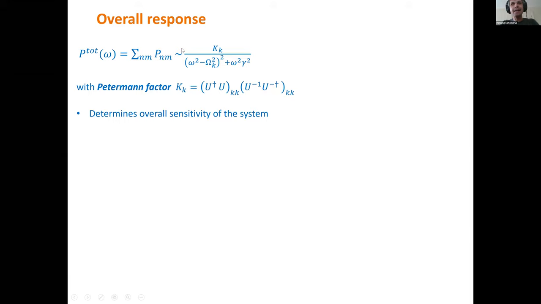If you do this, you have to sum over both excitation and response point. You find basically Lorentzians, but multiplied by a number. And this number is a fascinating number. It's called the Petermann factor. It would be 1 in a Hermitian system. It would be not 1 in a normal gain-loss non-Hermitian system, but it becomes really interesting in these non-reciprocal systems. It's generally a number larger than 1, and it characterizes the enhanced noise because you have a non-Hermitian system. So it determines the overall sensitivity of the system.